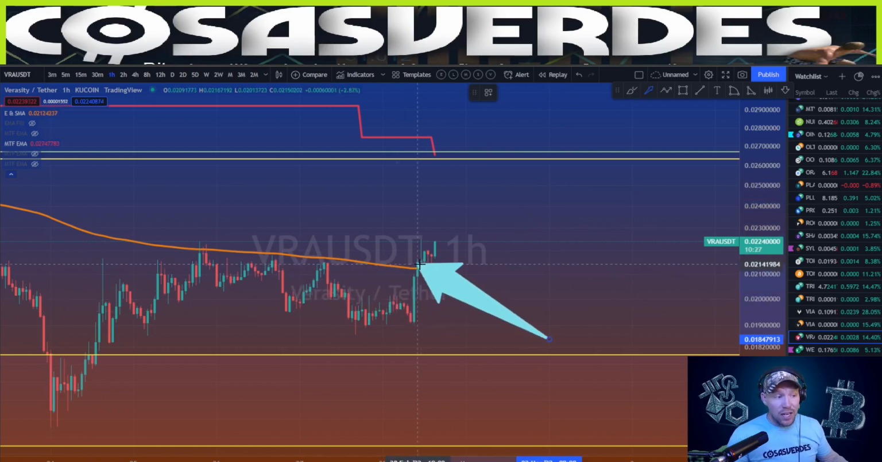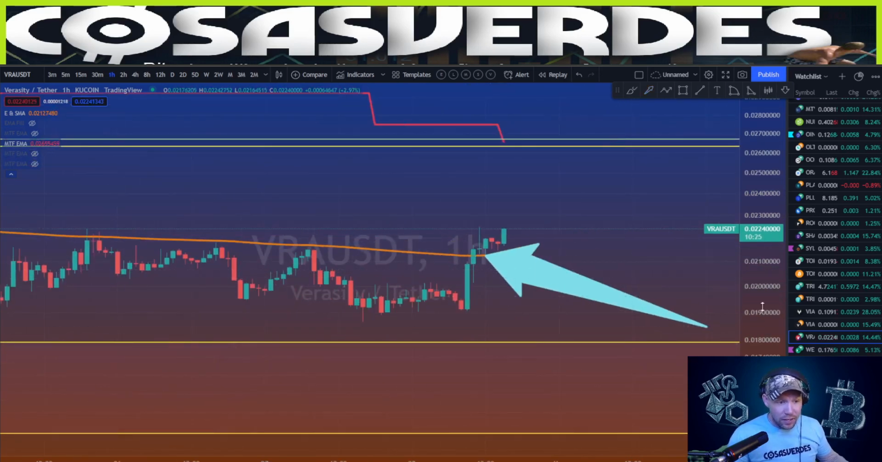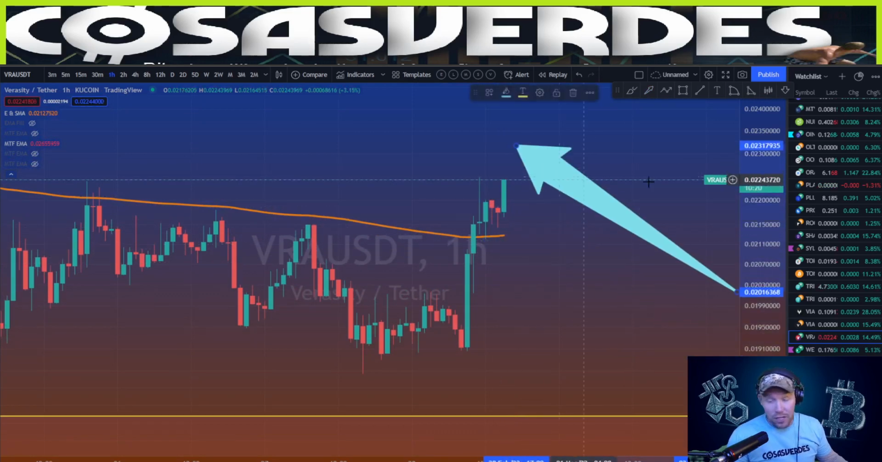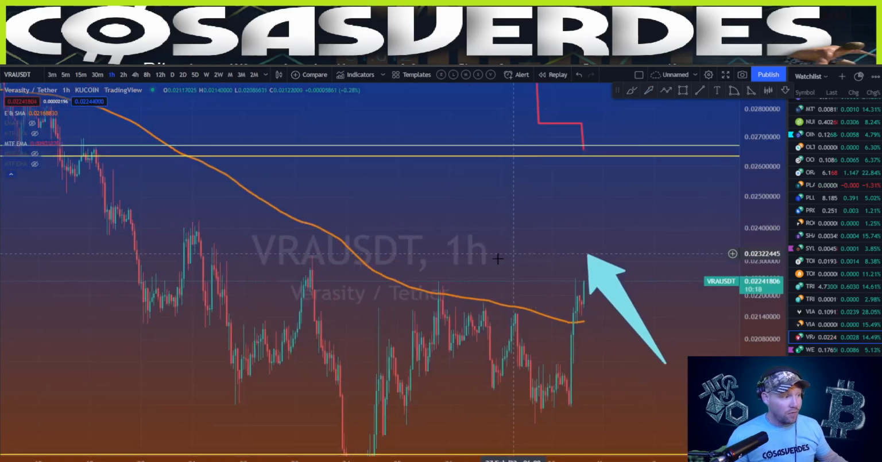Here, Verasity has clearly gotten above the line. Let's zoom way in. Look at this. It went way above it, came back to test it. Now it has permission to go up to the next thing. What's the next thing? Let's check for horizontals.